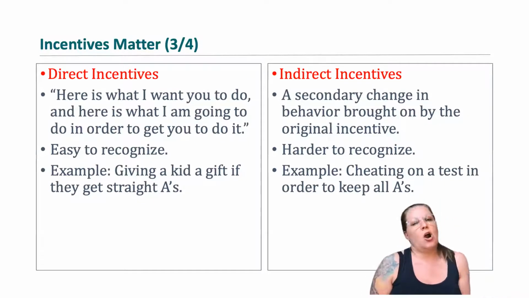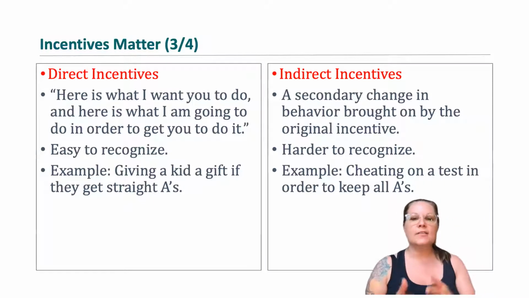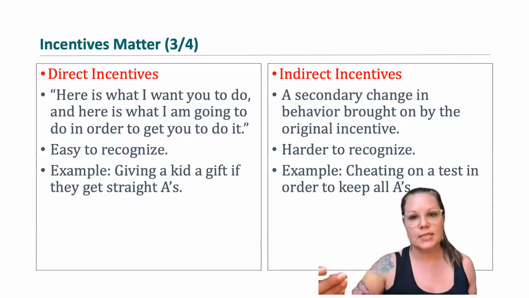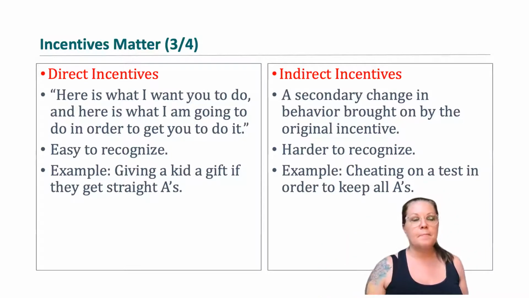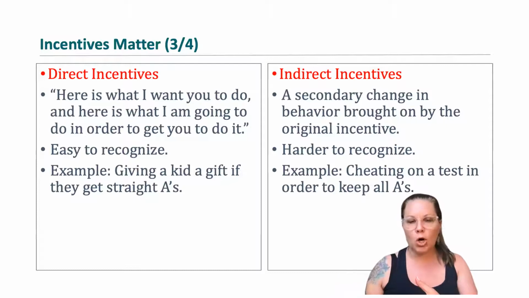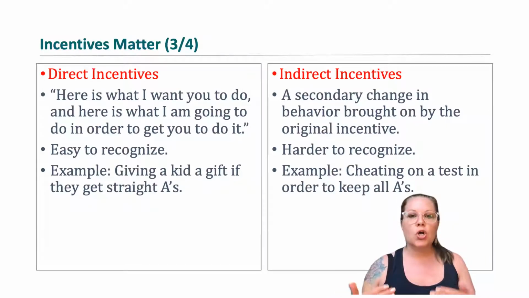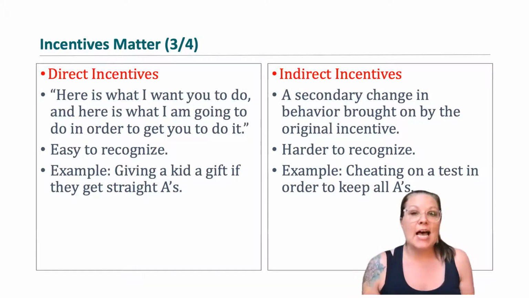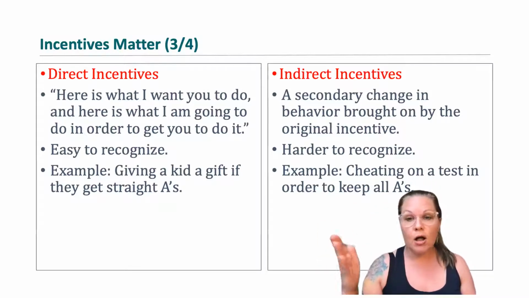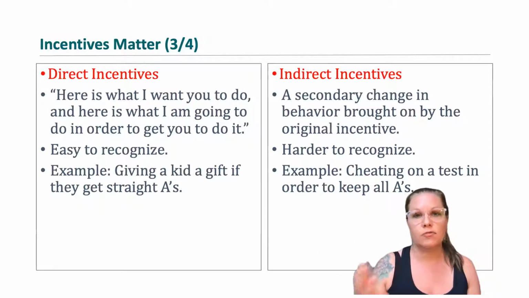Indirect incentives are harder to recognize. An indirect incentive will create a secondary change in behavior brought on by the original incentive. So let's say that the original incentive is that you want to keep all A's, but there's not a direct reward involved. So you may actually cheat on a test in order to achieve that goal because you are incentivized to get all A's by the prospect of reward.